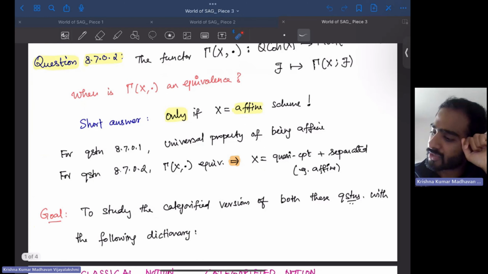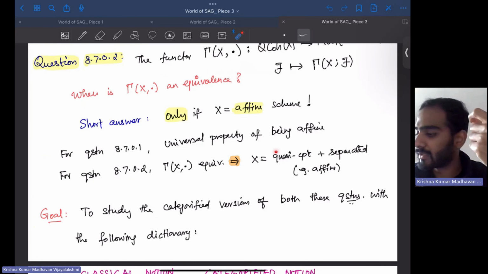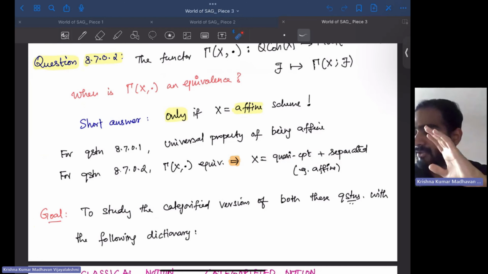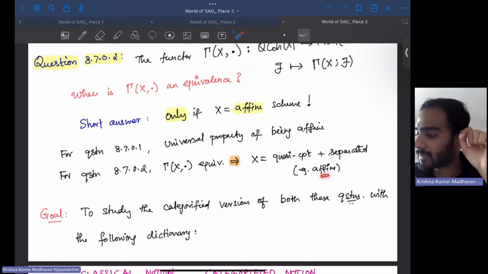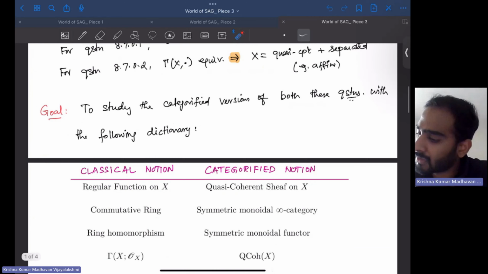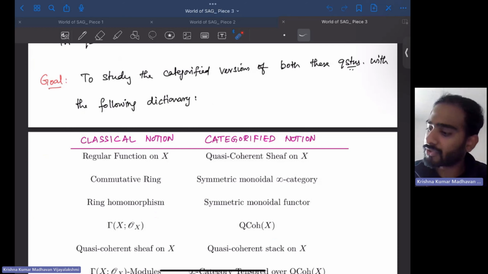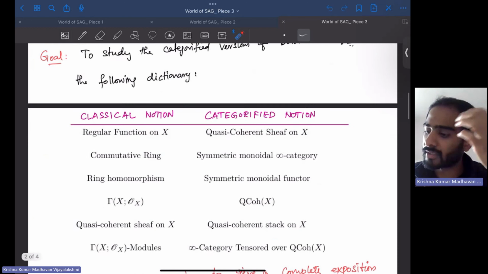So for question 2, you can go a bit further and say, if it's a quasi-compact and separated scheme, then you can say that it's an equivalence. For example, affine schemes live inside. So the broad goal of this seminar is to study the categorified version of both of these questions with the following dictionary in mind.